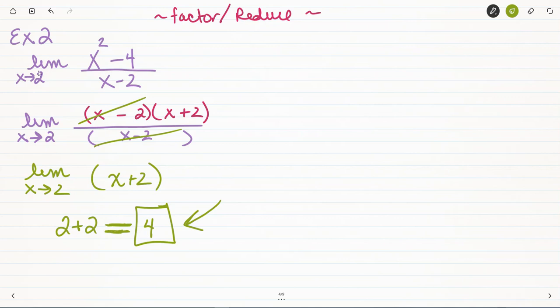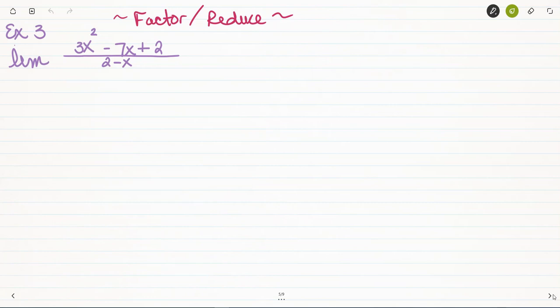So when I say that the limit as x approaches 2 is equal to 4, I'm saying that the value of this (x squared minus 4) over (x minus 2) is approaching 4, not equal to 4.